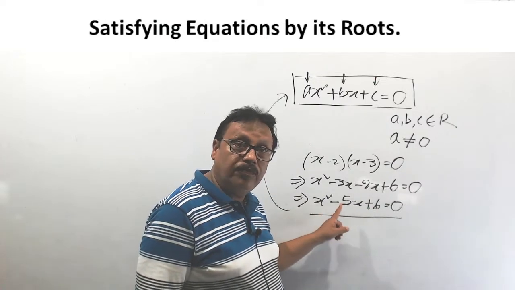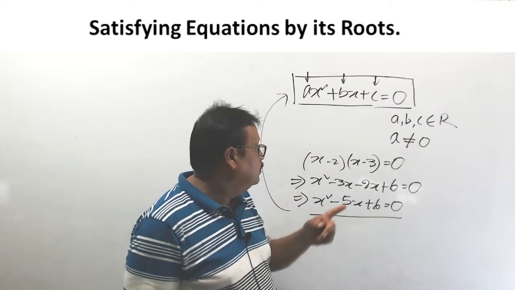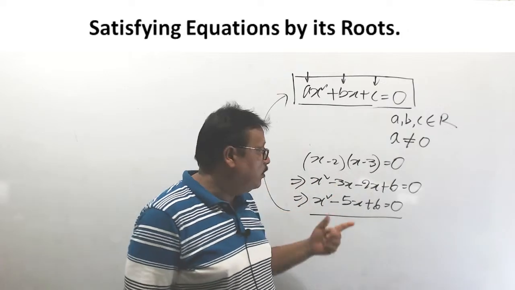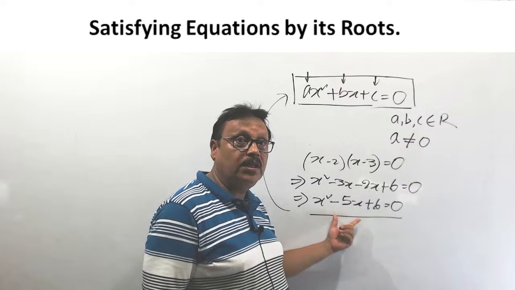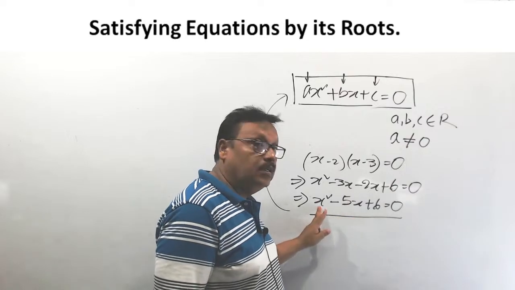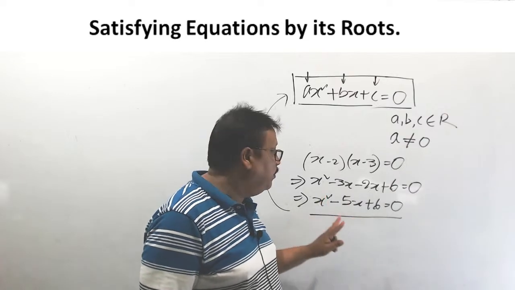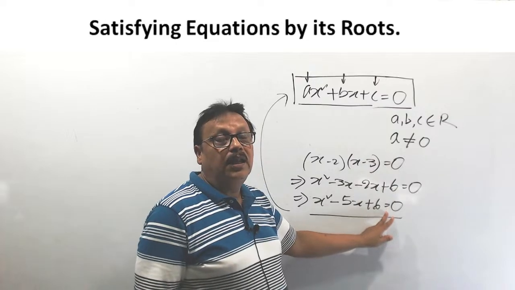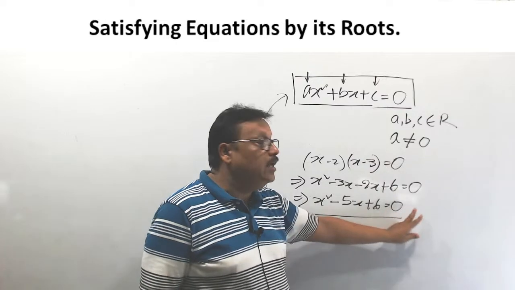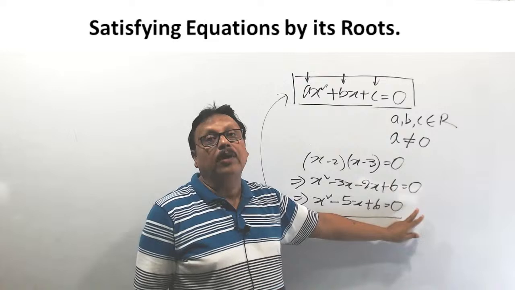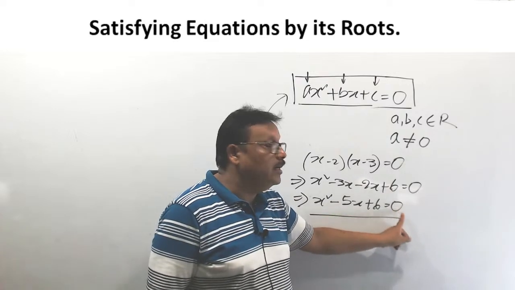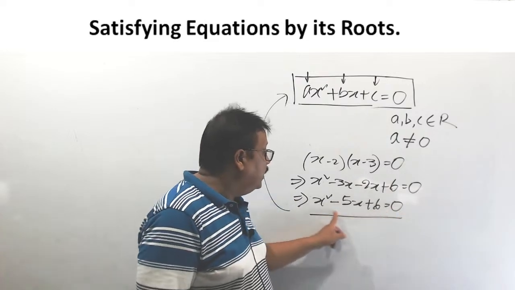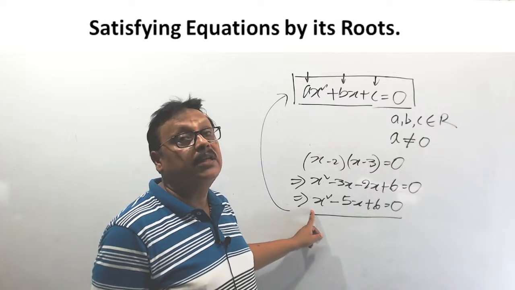Real numbers of x. How many? Two real numbers of x for a particular equation, by which if you put x equal to that number, the left hand side and right hand side will be equal. That is, in the right hand side here what? 0 is there. The left hand side, what will it be? Also will be 0. This is called satisfying the equation.